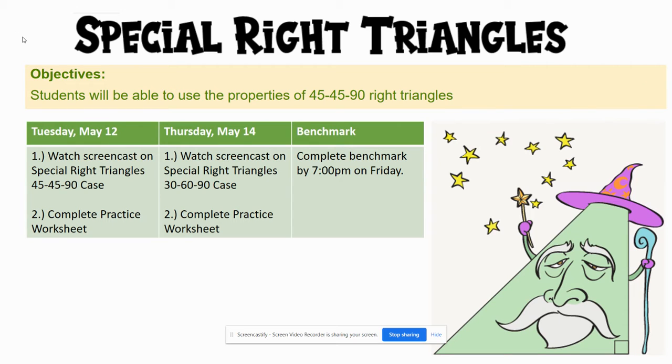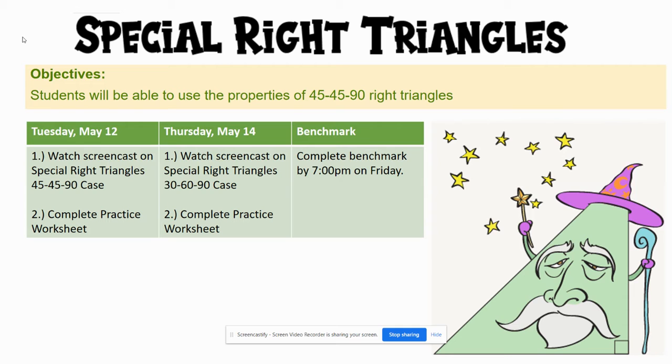This week, we're going to take a look at special right triangles. There are two cases. So we'll take a look at one case today. It's the 45, 45, 90-degree triangle case. And then on Thursday, we'll take a look at the second and final special right triangle case, which is the 30, 60, 90-degree case. I'm going to upload practice worksheets on each day.